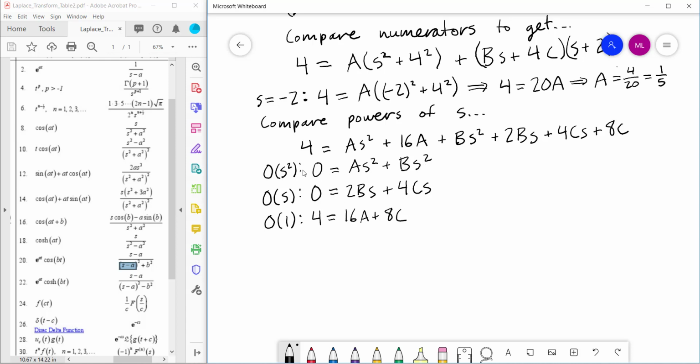So I could jump into trying to solve this, but luckily we already have a little bit of information. I already figured out the value of a a different way by plugging in that convenient value of s. So these three equations down here are redundant. They're actually more than I need.